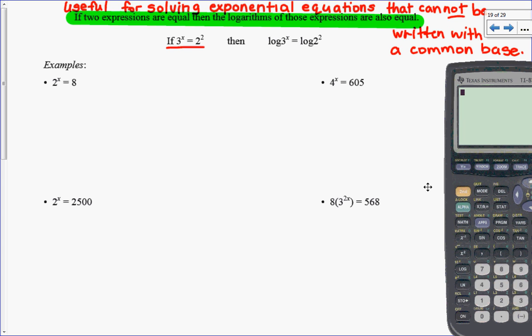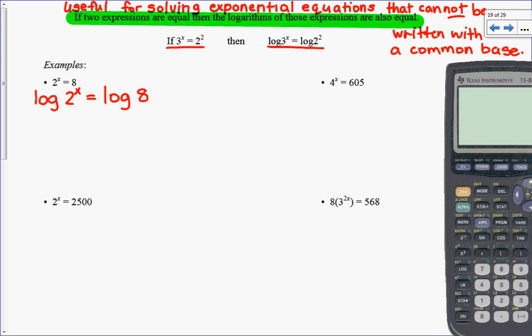So I'll show you what that means. I've got 2 to the x equals 8. Well, this is a little bit of a poor example because you actually could make a common base, because 8 is actually 2 cubed. But pretending that we can't do that, I'm going to show you how to take the log of both sides as another way to solve this exponential equation. So if 2 to the x is equal to 8, then the log of 2 to the x is equal to the log of 8.